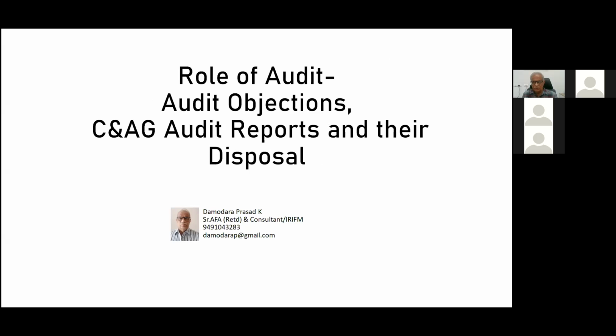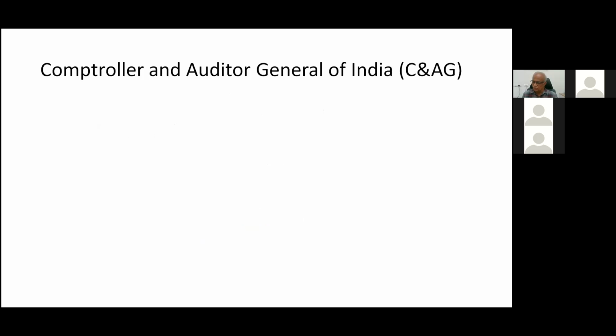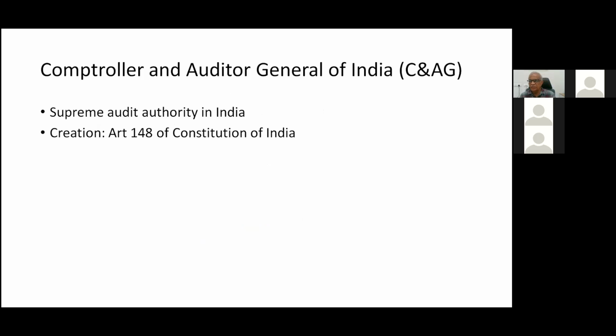But now let us go into the role of audit. So the Controller and Auditor General of India, as we know, is the supreme audit authority in India, and in railways, he will be assisted by the Deputy C&AG Railways, or normally we call him DAI Railways.